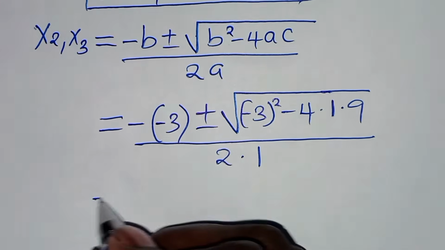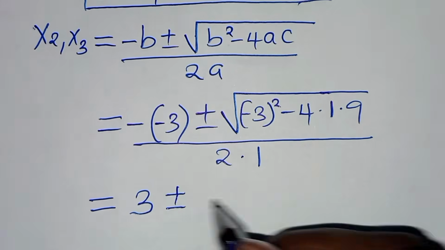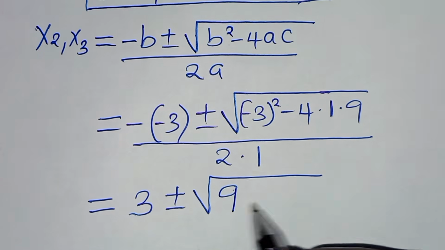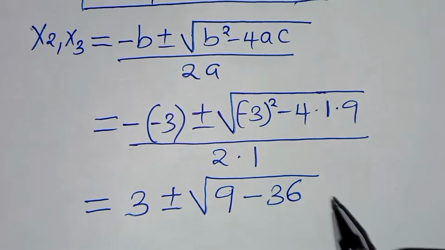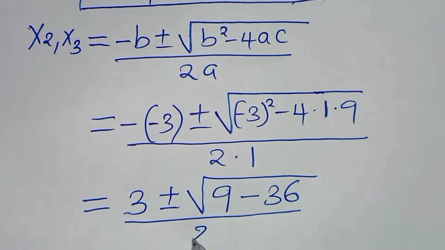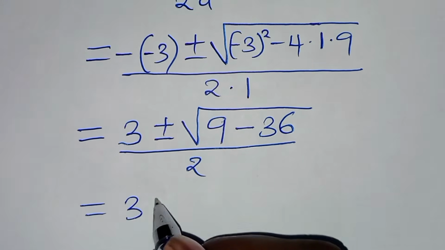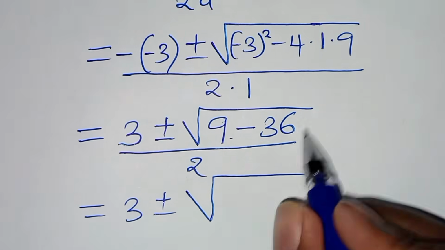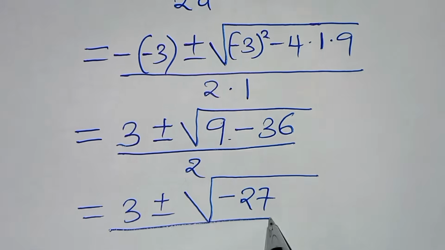The next step is that we have minus times minus 3, this is 3, plus or minus the square root of minus 3 squared, this is 9, subtract 9 times 4, this is 36, divided by 2. Now here we have 3 plus or minus the square root of 9 minus 36, and this is minus 27, divided by 2.